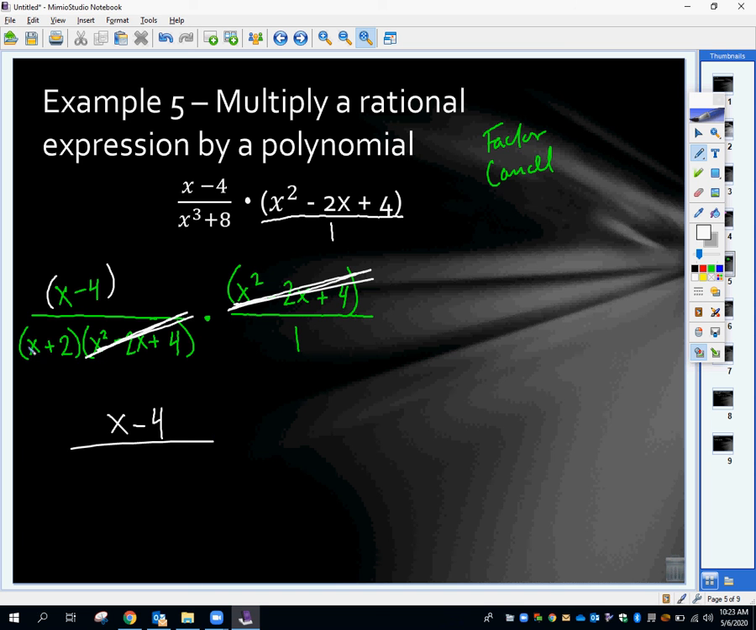And down below I have x plus 2 times 1. Well, anything times 1 is itself. So my final answer is x minus 4 over x plus 2.